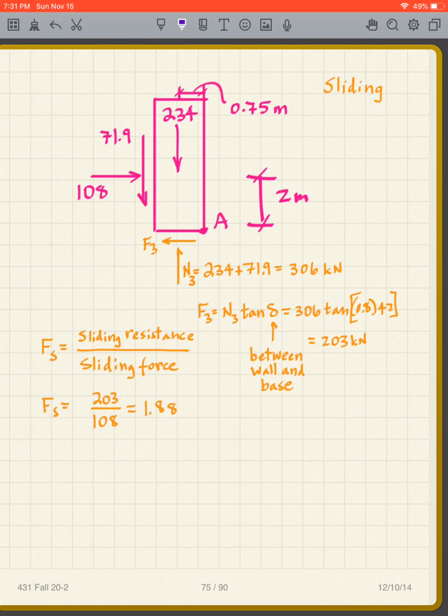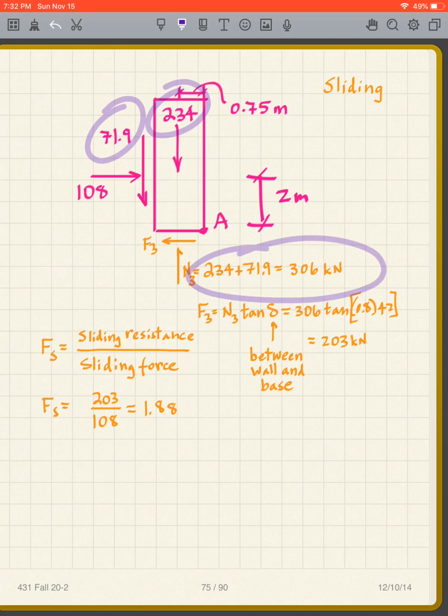To analyze sliding, now what? For sliding, we do have contact at the base, because it's sliding. And what do I know? Everything's dry, so to keep everything in equilibrium, I have to take into account both of these forces here. I have this going down, I have that going down, and so I take the sum of those two. That's got to be 306 for N3.